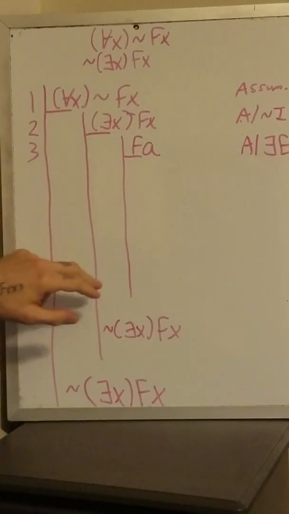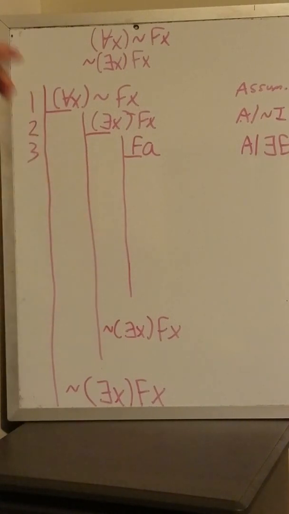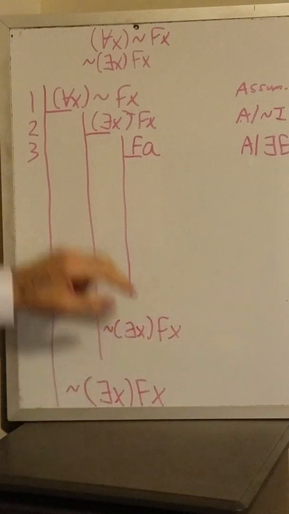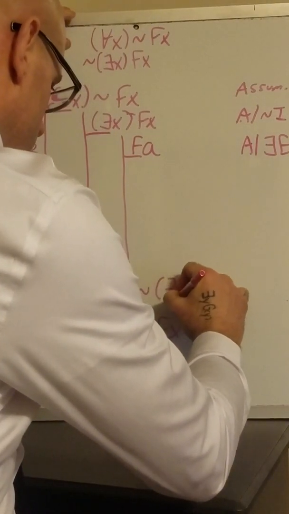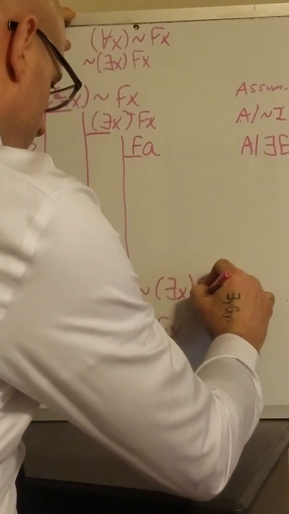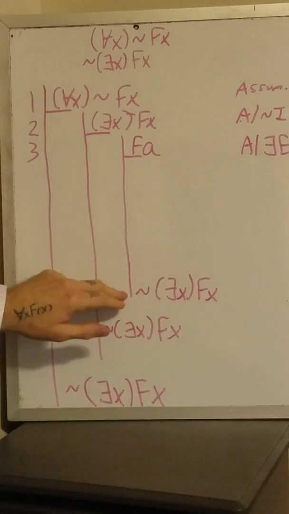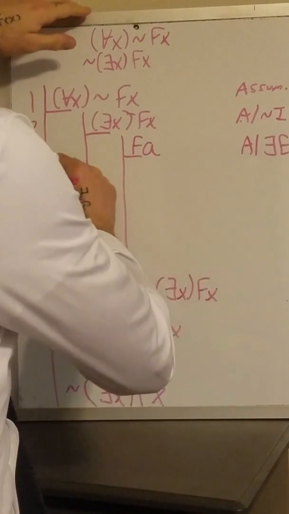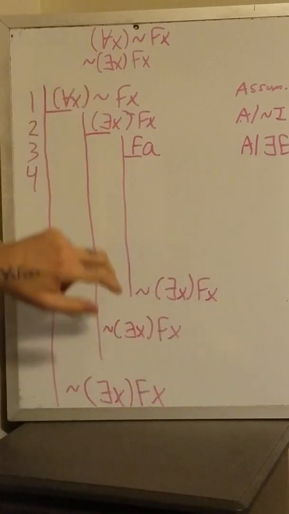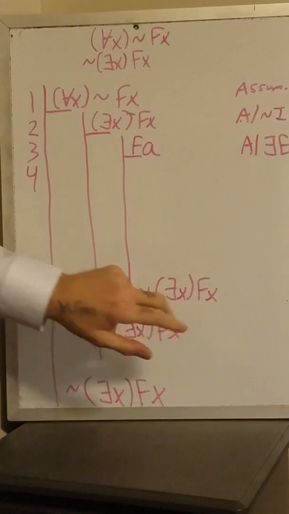All right. So what are we trying to derive in here? Whatever it is, it can't have the letter a in it. So why don't we see if we can get this inside of here, and then we can take it out using existential elimination. Okay? So how might we go about getting this?